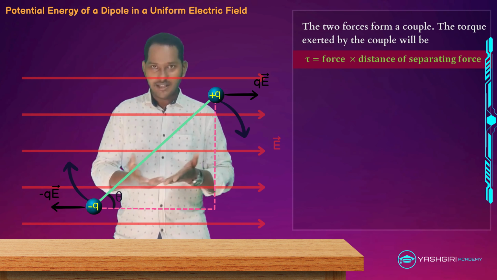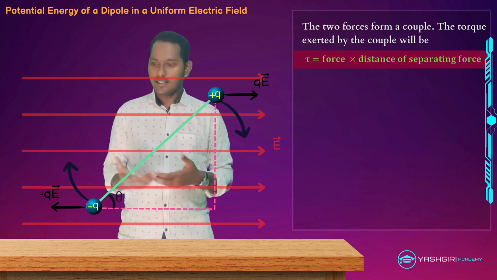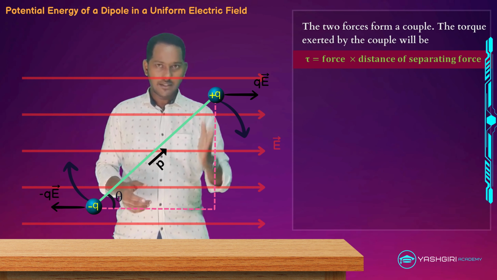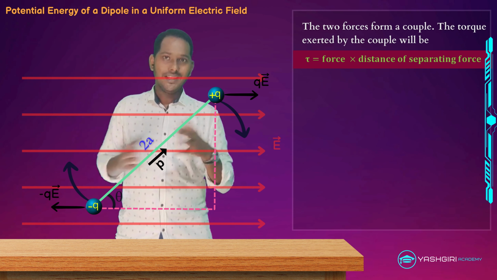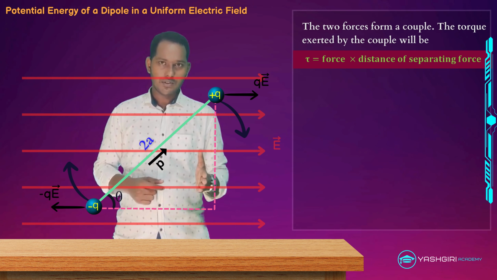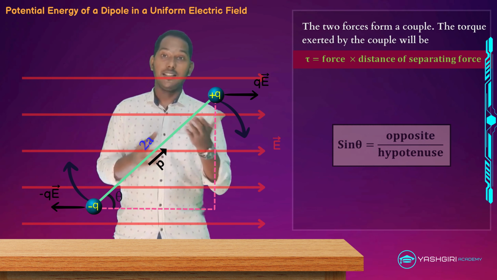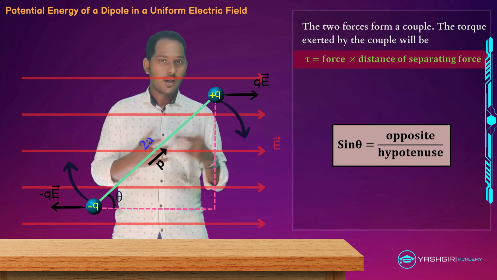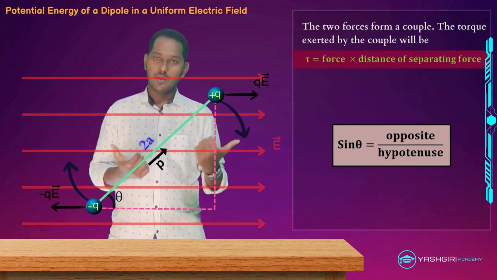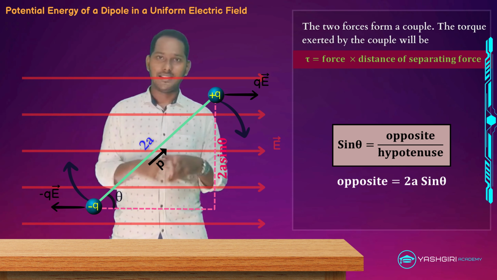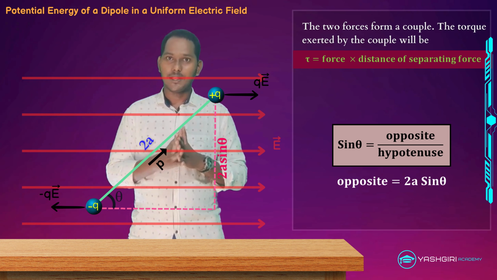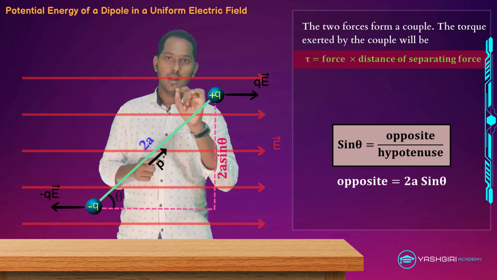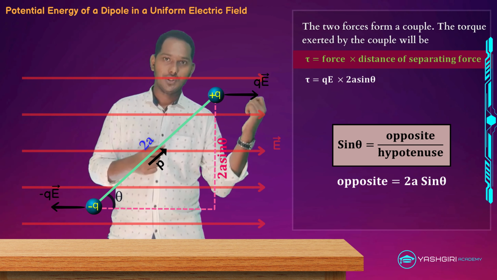So if you just see, I have a triangle forming here, with this angle theta. Let us say the dipole moment is forming some angle theta with the electric field. So this is the perpendicular side of my triangle, and this is the hypotenuse side, which is 2a. And we can use a trigonometric identity: sine theta is opposite upon hypotenuse. So we need the opposite side. Over here, the opposite side will be the hypotenuse, that is 2a, into sine theta. So this is going to be 2a sine theta, that's the opposite side. So when I substitute there, the torque will be equal to Q times E into 2a sine theta.